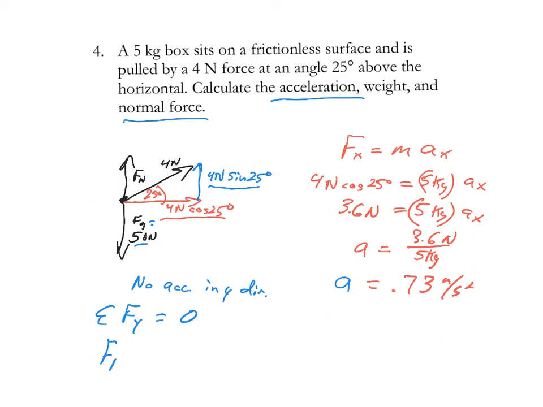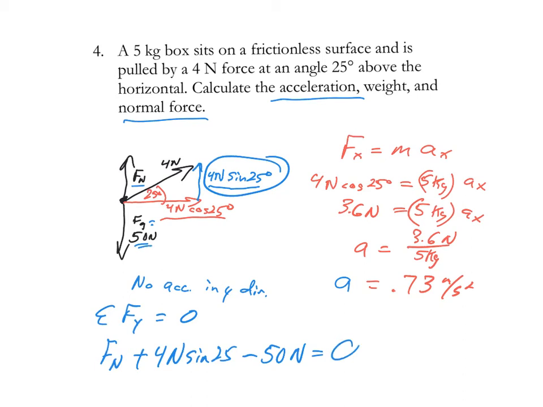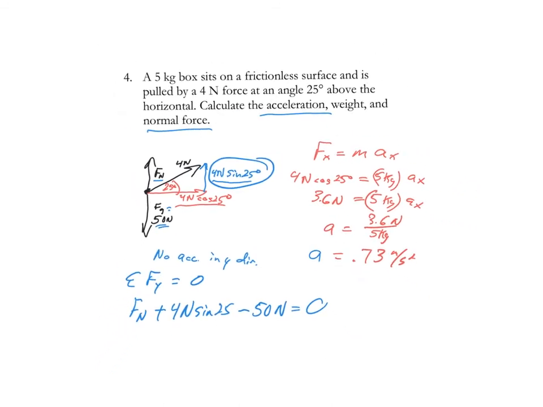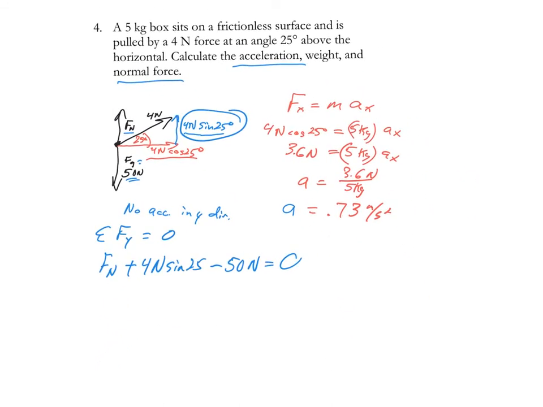I've got force normal, I don't know what it is. I've got 4 newtons times the sine of 25, that's right here. And then I have to subtract off 50 newtons. Those are all my y forces, vertical, and that all equals 0. Give me a little room here. 4 newtons times the sine of 25. Is that what, 1.7 newtons minus 50 newtons equals 0.